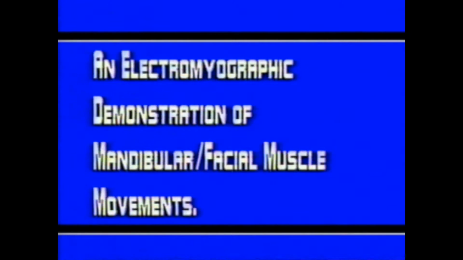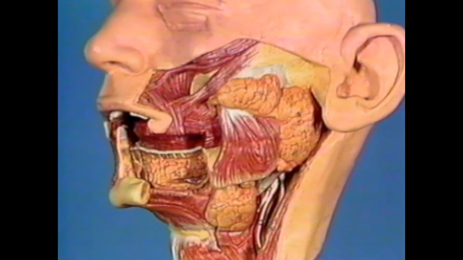After viewing this program, the learner will understand some of the basic properties and functions for the neural control of jaw and facial muscles. Selected laboratory techniques will be used to demonstrate the role of the muscles and neural reflexes in the control of coordinated jaw and facial movements.